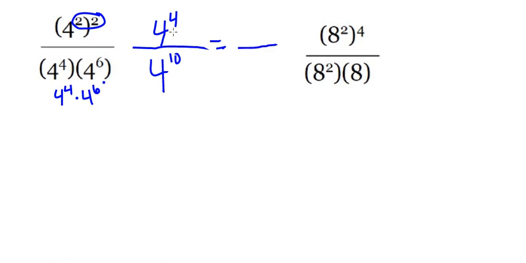So this is 4 to the power of 4 over 4 to the power of 10. Well, I can't have a base of 4 in the numerator and the denominator, and I know that 10 is bigger than 4, so my 4 lives in the denominator. Well, 10 is 6 bigger than 4 because 10 minus 4 is 6. So I end up with 1 over 4 to the power of 6.